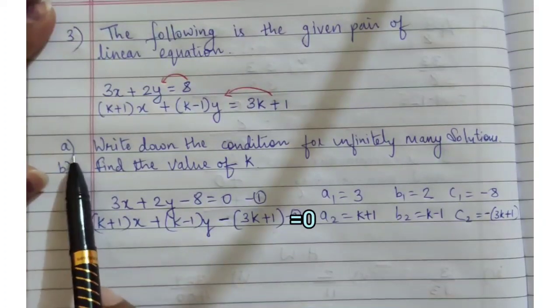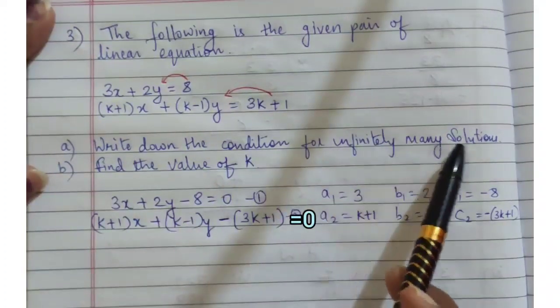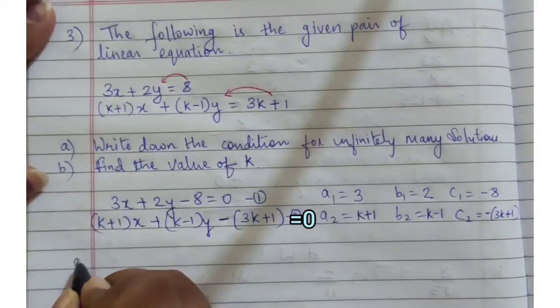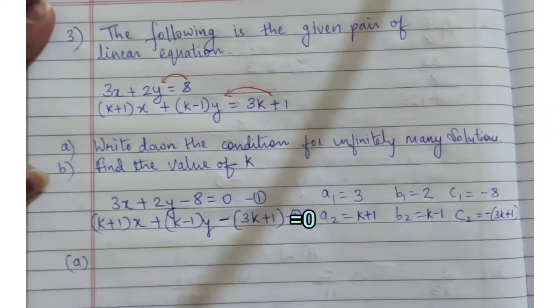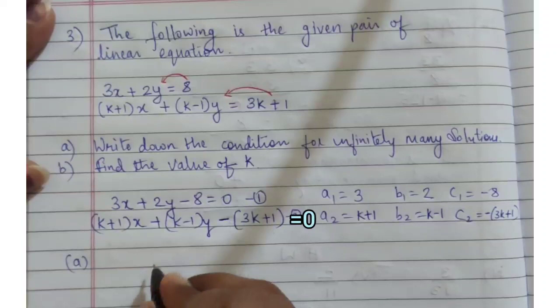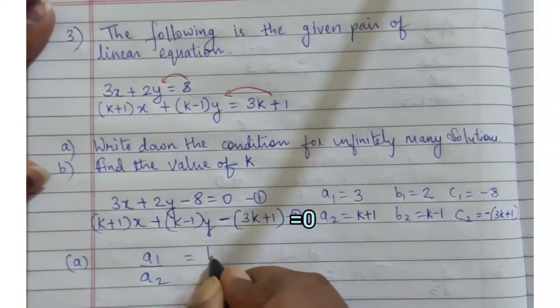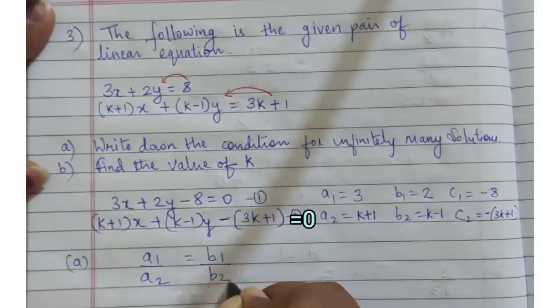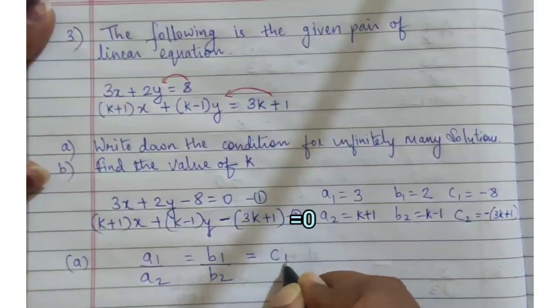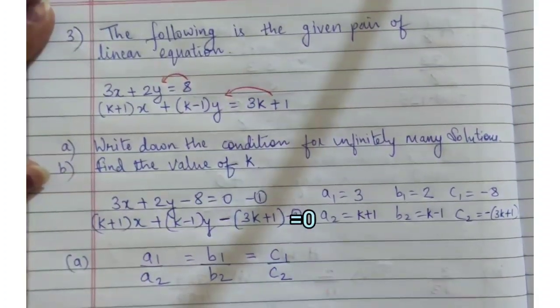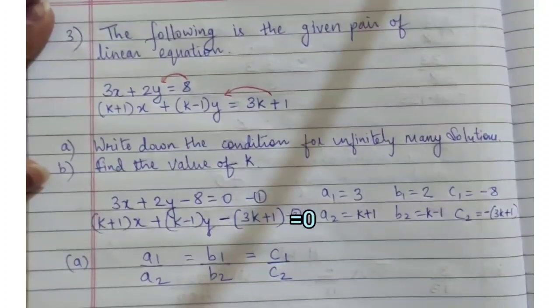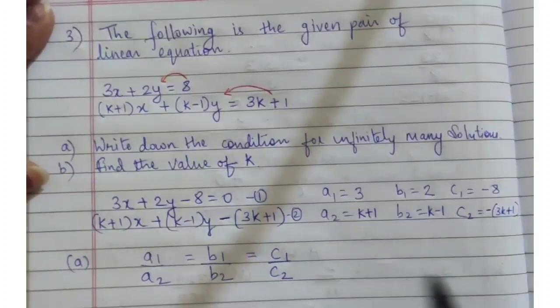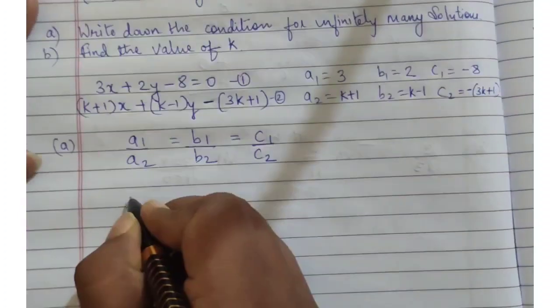So the first question here is to write down the condition for infinitely many solutions. So we will write A here and write the condition for infinitely many solutions, that is A1/A2 = B1/B2 = C1/C2. So we have written the condition here. Next we will substitute and get the value of k.